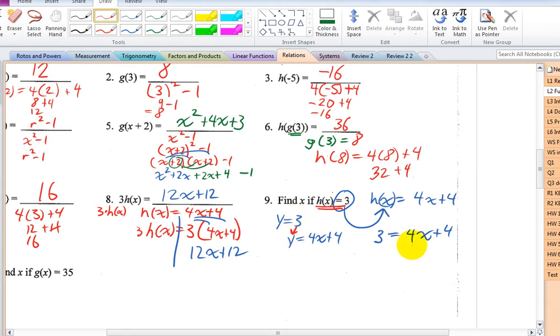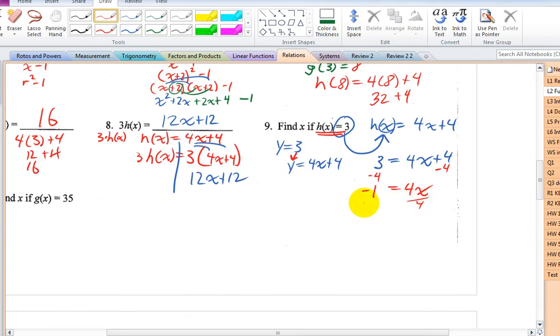So now you can work backwards, solve for x. What's the first thing you want to move? Where do you want to move? The plus 4. So how do you move a plus 4? Minus 4 both sides. Okay, so negative 1 equals 4x. Then what do we do?